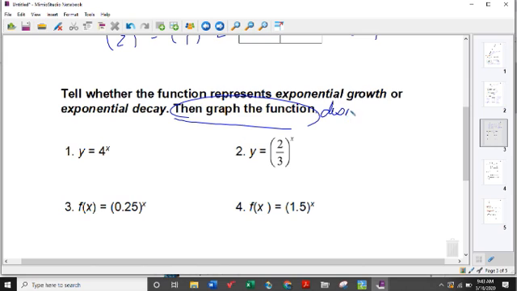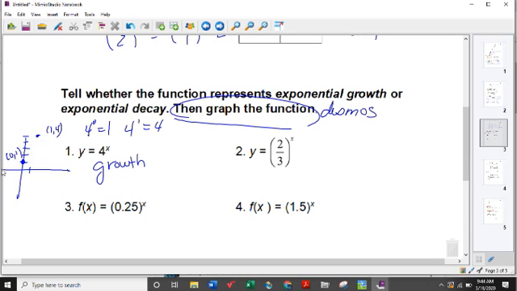You can use Desmos for this. This one will be growth. Why? Because that number is bigger than 1. Quick hand sketch. 4 to the 0 power is 1. 4 to the first power is 4. So I could plot those on my graph. Here's 0, 1, and 1, 4. I noted that it's growth, so it's going to start small and it's going to get big. So there's a quick sketch.